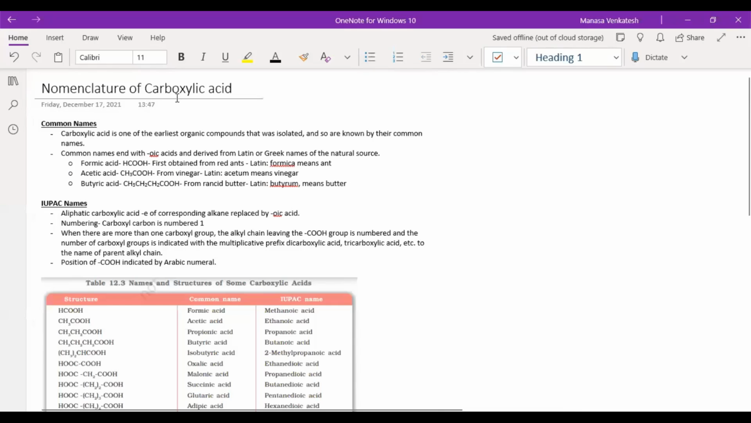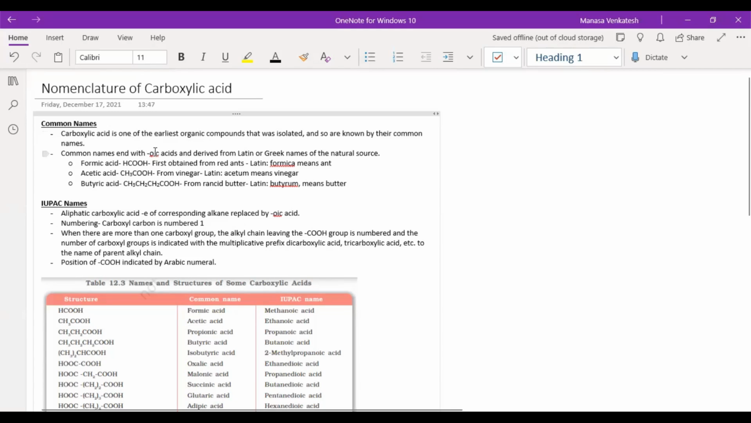Nomenclature of carboxylic acids. First of all, common names. Carboxylic acids have been among the oldest or earliest extracted organic compounds, and so their common names are the ones by which they are most commonly known. For example, acetic acid is ethanoic acid, but most likely you hear the word acetic acid and you know it's ethanoic acid. So they're more commonly referred to by their common names.